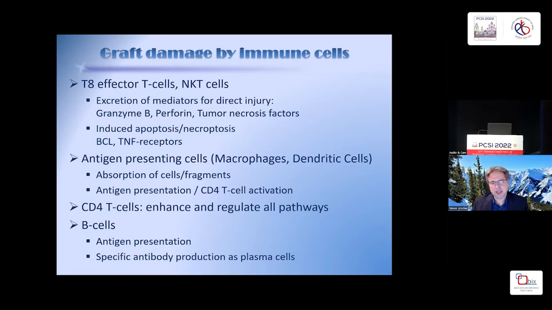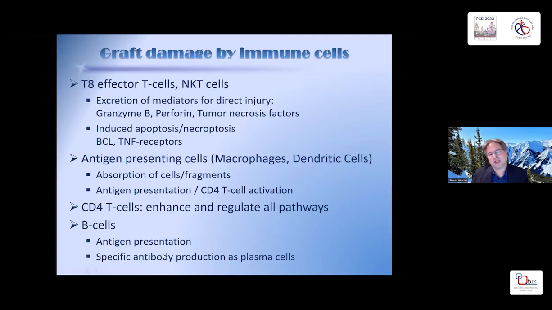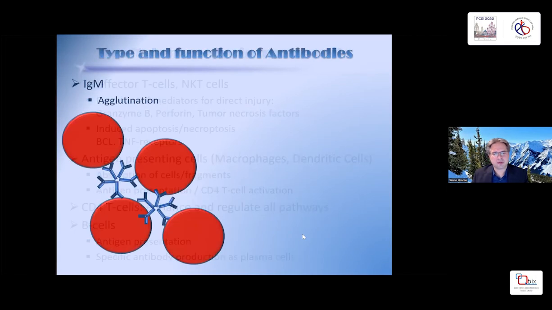And B cells, one important thing that often gets forgotten, are also antigen-presenting cells. So they themselves actually can present antigens and activate T cells, but they also are the origin of specific antibody production once they have transformed into plasma cells.